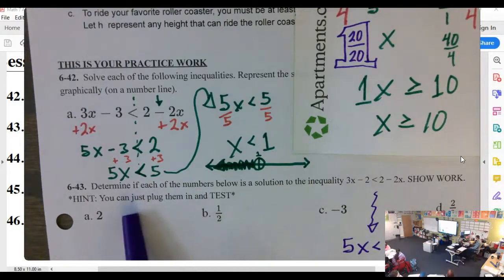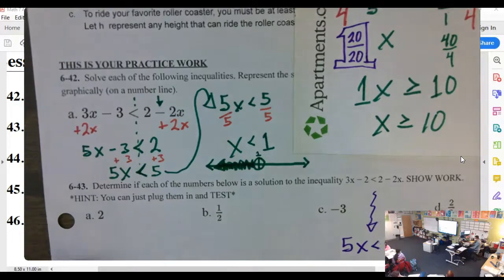I should get rid of this word just. That's not a good word. That's almost like saying easy.